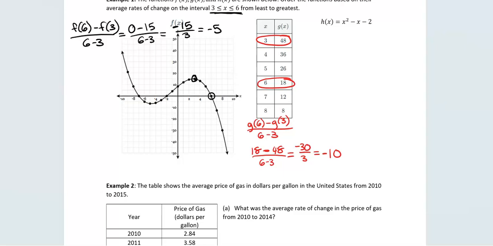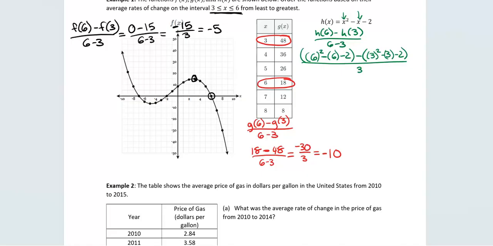The most complicated type is when you're given an actual equation, because now you have to do some math and pay attention to your signs and your parentheses. So we're going to have h of 6 minus h of 3. Notice those equations did not change. The only things that changed were the functions themselves and the letters in front. Now remember, h of 6 means we're taking 6 and plugging it in everywhere you see an x. So we'll have 6 squared minus 6 minus 2. We're subtracting h of 3, so we'll have 3 squared minus 3 minus 2. And that's all over 6 minus 3, which is 3.